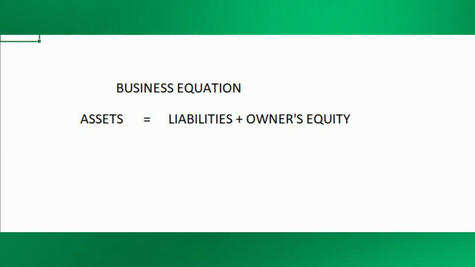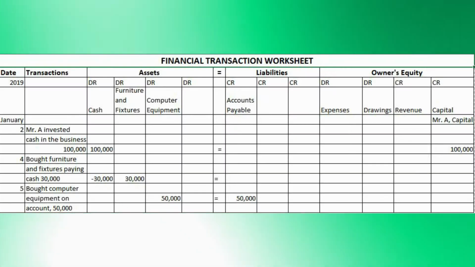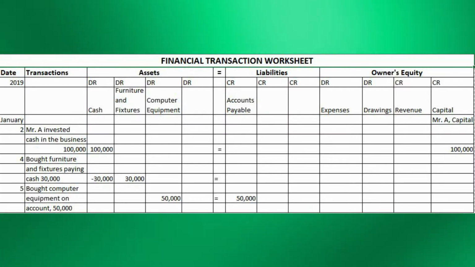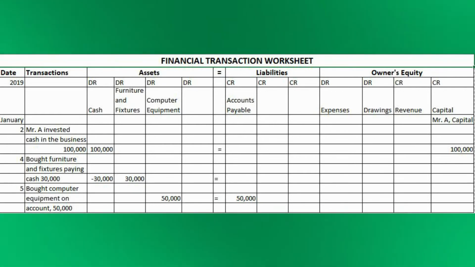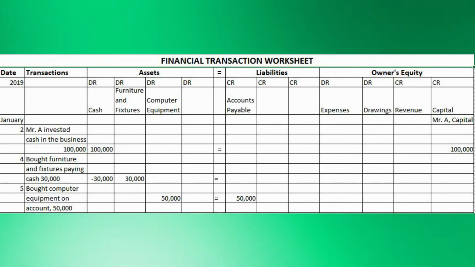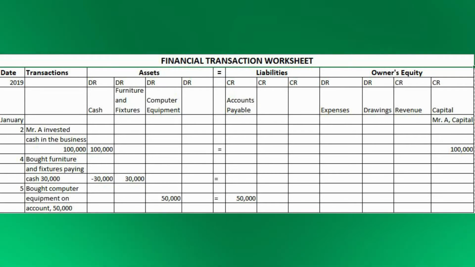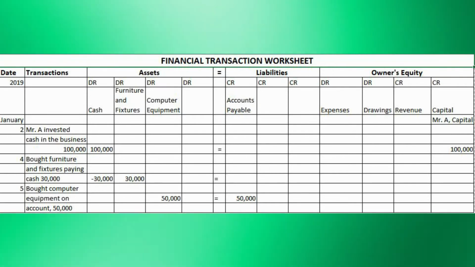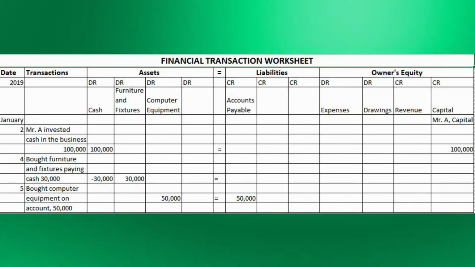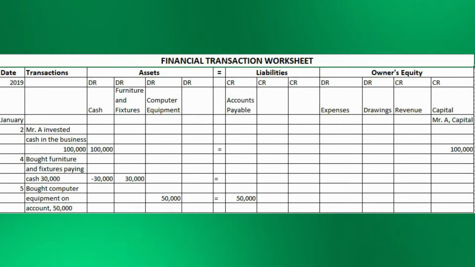The first transaction is on January 2, Mr. A invested cash of 100,000. If you look at the worksheet, there is an increase of cash. The account title cash is given a separate column. There is an increase, and on the right side of the equation, you can find under the owner's equity 100,000, Mr. A capital. So Mr. A capital is the appropriate account title for this transaction.